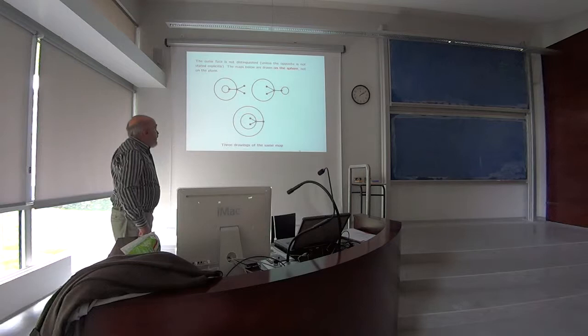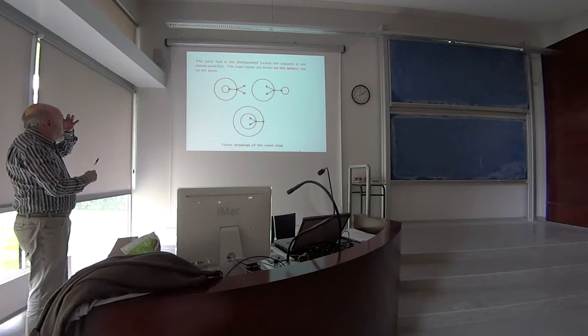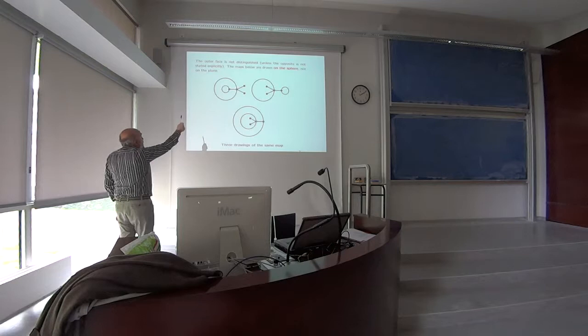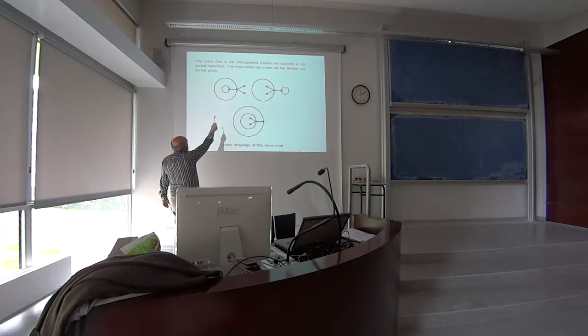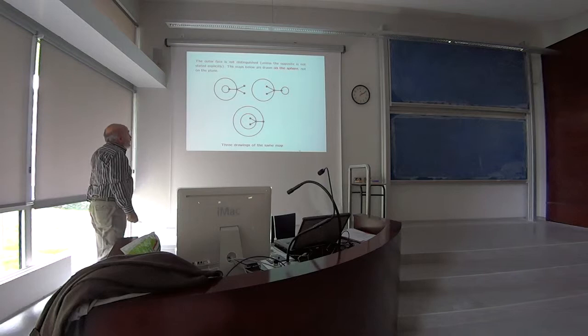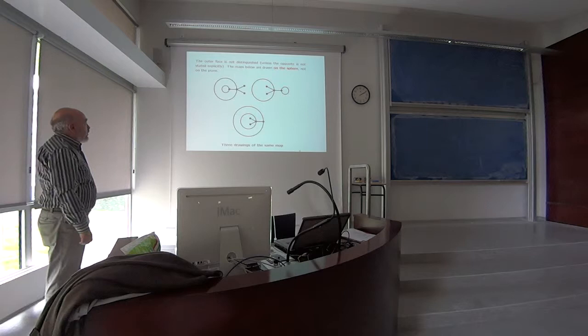And the outer face is not distinguished. When we draw a map on a piece of paper, it is naturally distinguished, but on the sphere, you may take any face and consider it as an outer face. So this is the same map. There are three faces, and I just took every one of them as being the outer face.